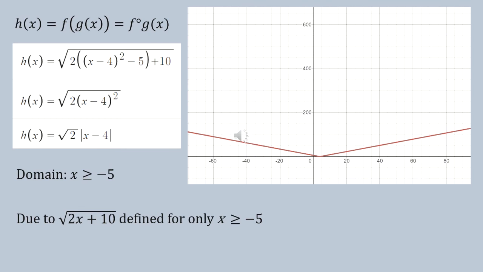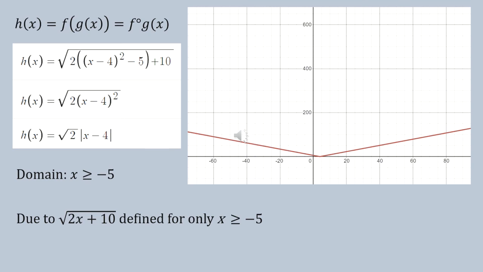Now, if you graph the square root of 2 times the absolute value of x minus 4, there's no reason that you can't plug in values less than negative 5, and so that's why on Desmos we're seeing the graph graphed at negative 20 and negative 40 and negative 60.